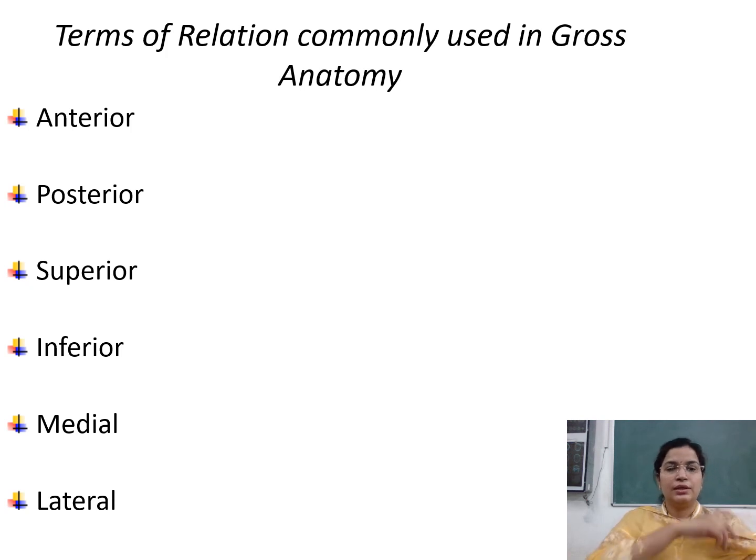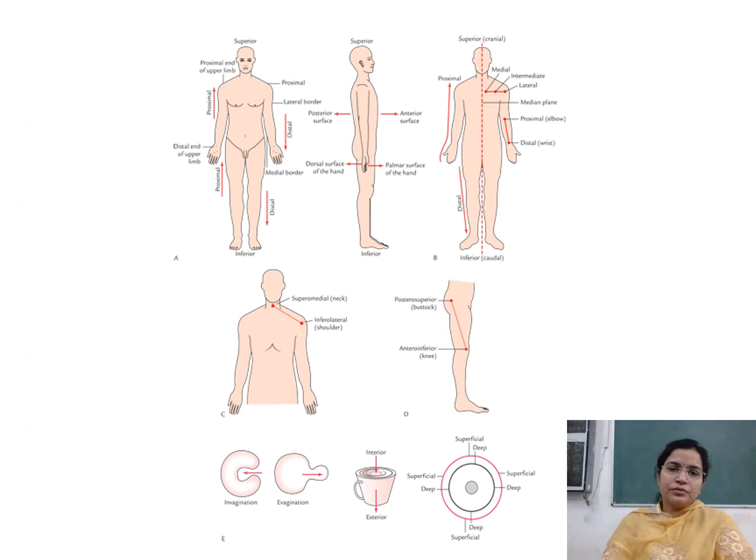Then there is inferior, which is towards the leg end. What is medial? It is close to the midline, and lateral is away from the midline. These are the different terminologies. Here there is superior and inferior. This is the anterior surface of the body, this is the posterior surface of the body, superior and inferior surfaces, and this is the median plane, the mid plane.